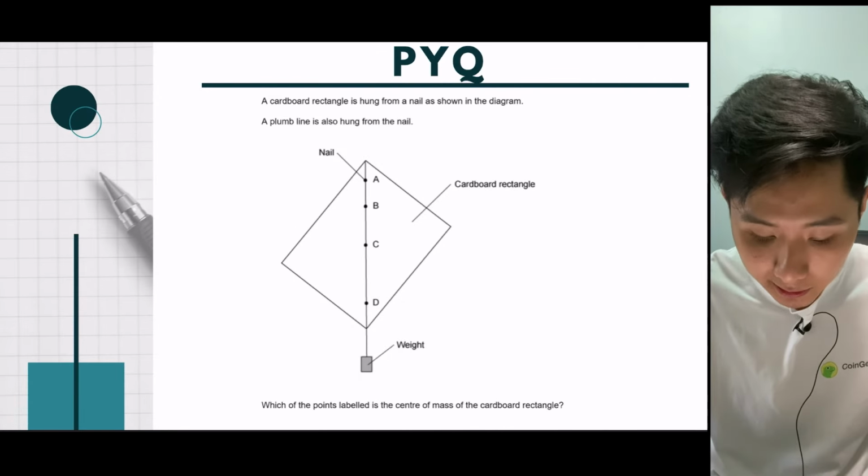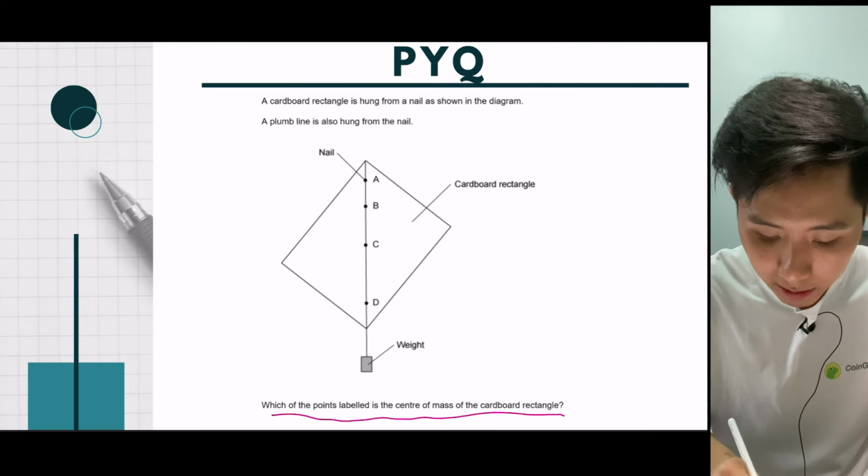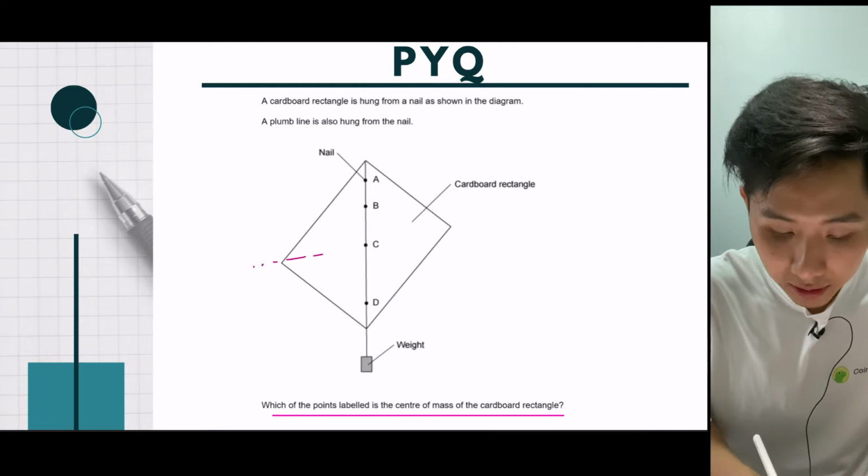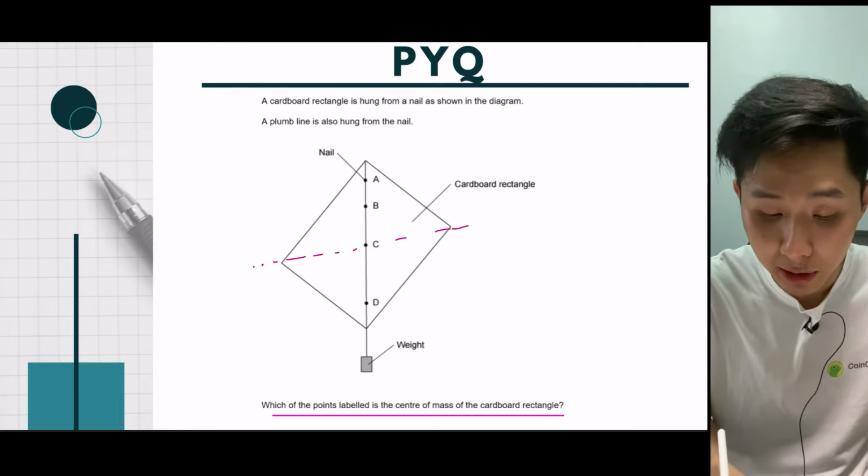This is relatively simple. Which point label is the center of mass of the cardboard rectangle? Of course, we know we can draw the symmetry line.